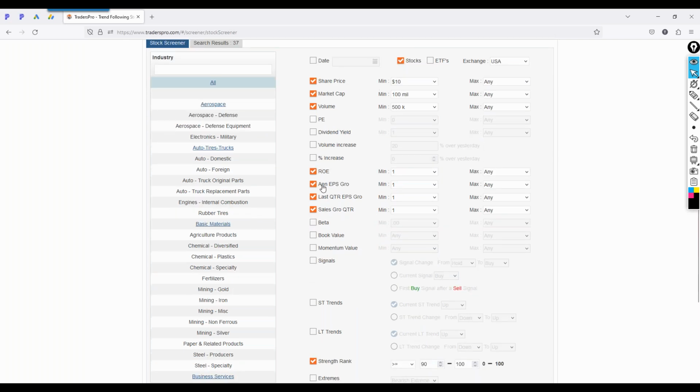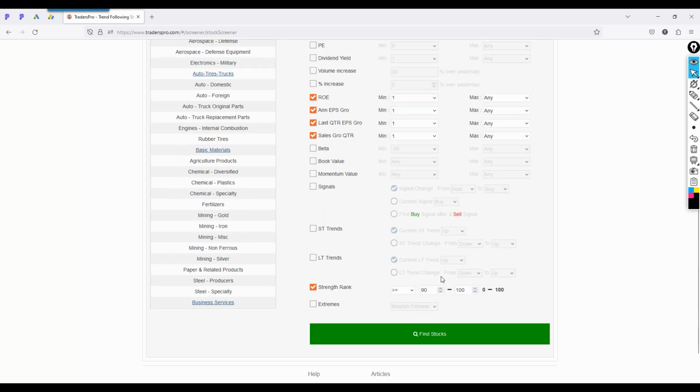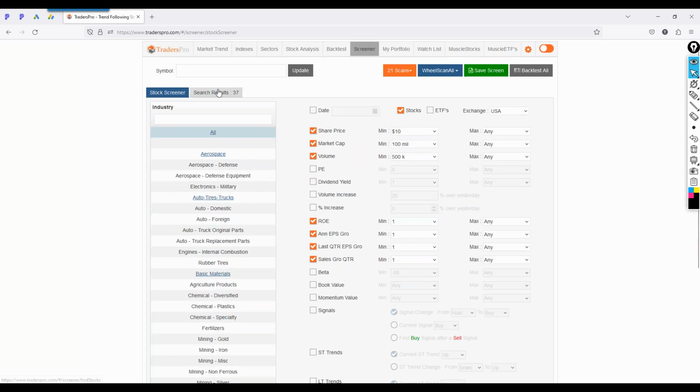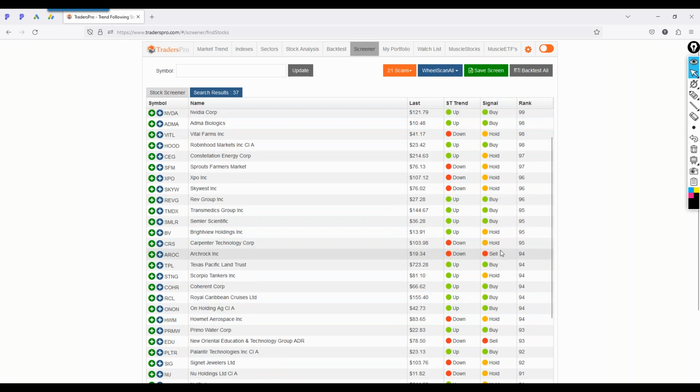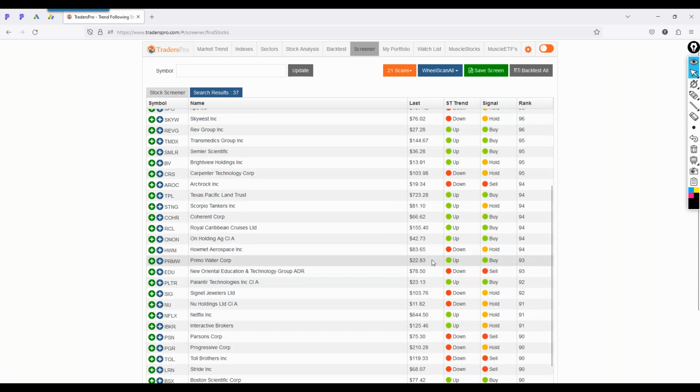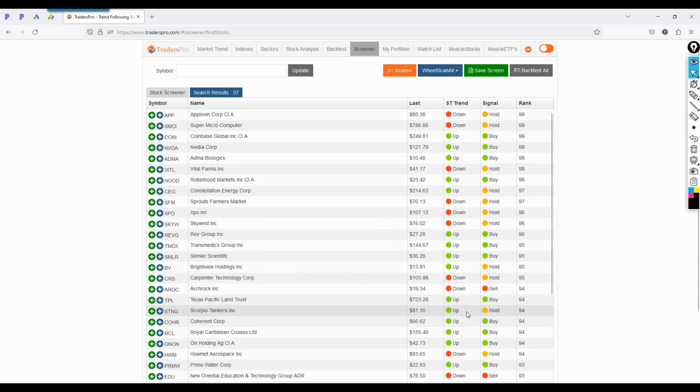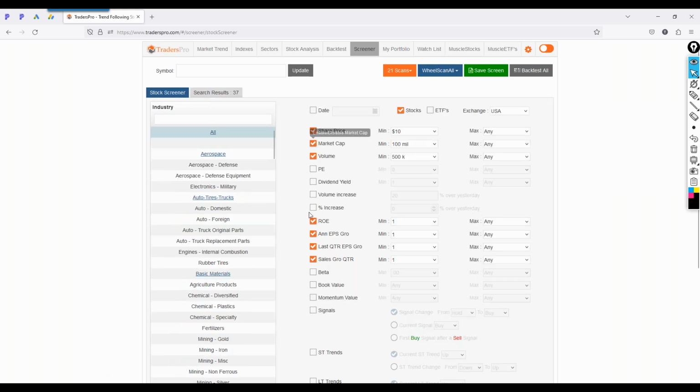And then the ROE, any of these fundamentals, ROE, annual EPS, last quarter EPS, sales growth are all minimum of one. So they at least have a positive number here, and the ranks are higher than 90. Okay, so that's pulling in 37 stocks right now, and it's pulling in all of them because I don't have any signal chosen. It's just everything. So you're going to see some of these stocks that have some hold signals, some buy signals, but they have all the criteria that I want.